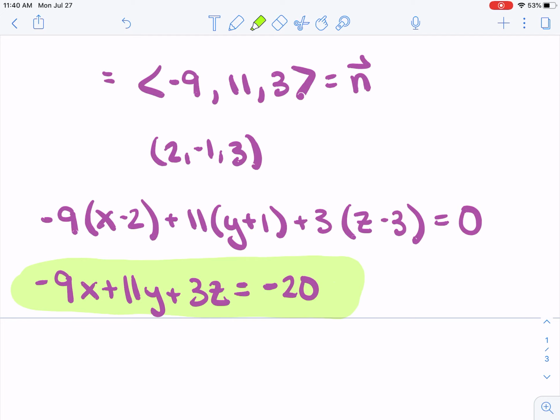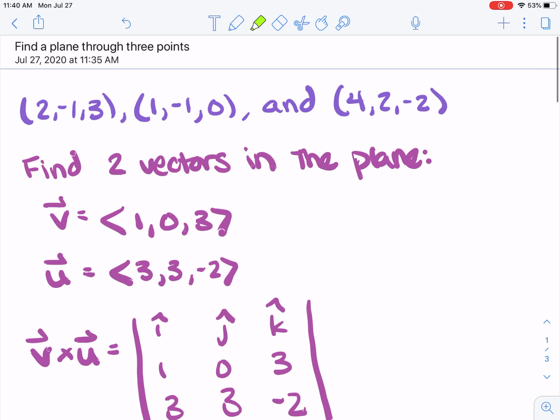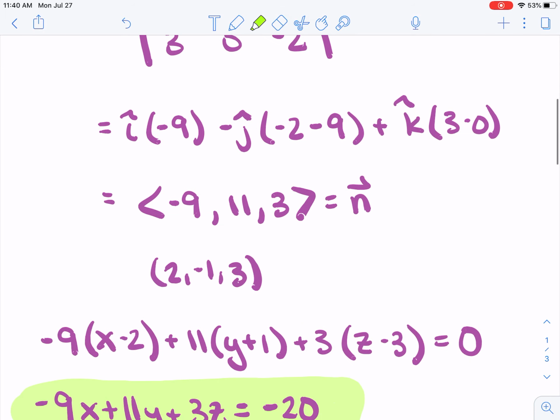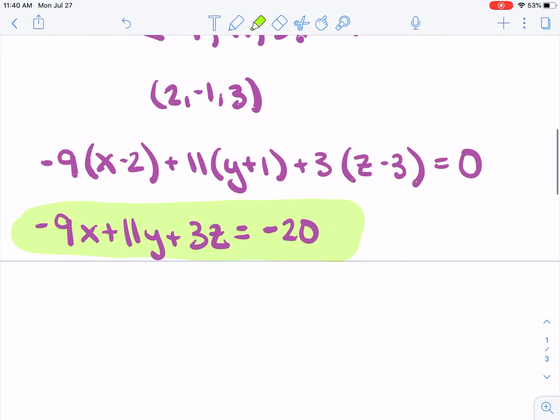There were some options here. Remember, we could have found 2 vectors in the plane in different ways. At this point here, when I picked a point, there were 3 different points I could have chosen. It all works out in the end to give us the same equation of the plane.